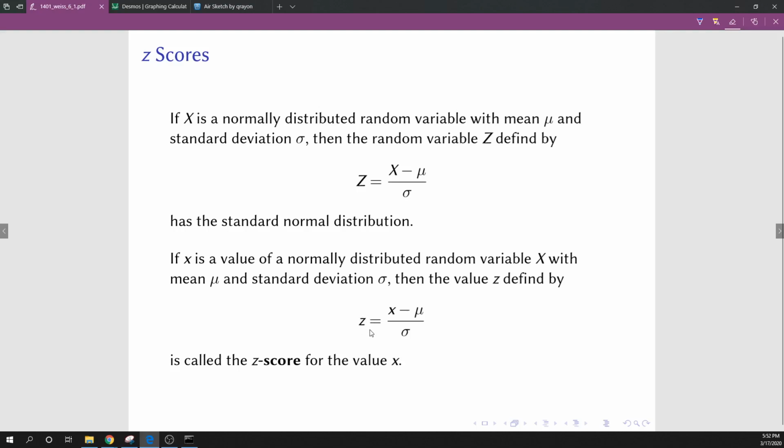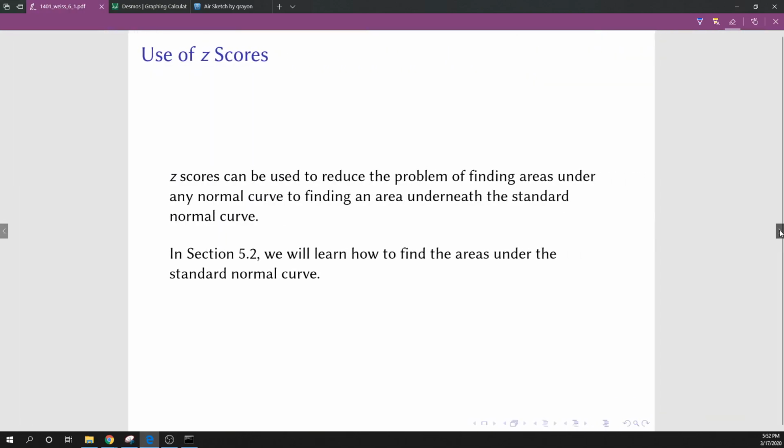Okay. All right, so let's take a look at an example of that. First, before we get into that example, what we will do is explain how we are going to use z-scores for finding areas underneath the curve.